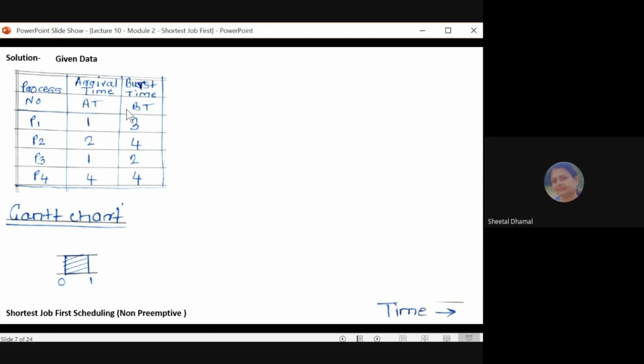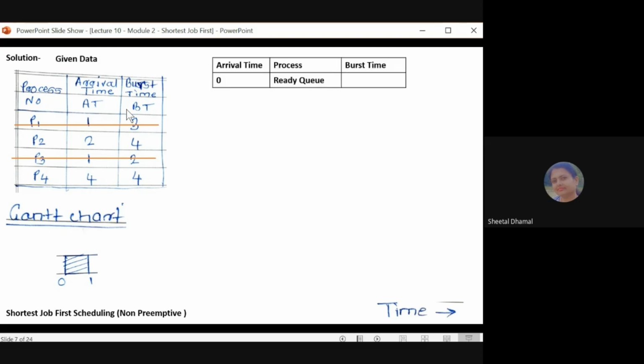Now what will your CPU scheduler do? At first, we see that process P1 entered at one time unit, and process P3 entered at one time unit in the ready queue. So I am representing the ready queue over here like this: arrival time, name of the process, and burst time. At zero time unit, no process was in the ready queue. But at one time unit, process P1 and process P3 entered the ready queue. So I will represent it like this.